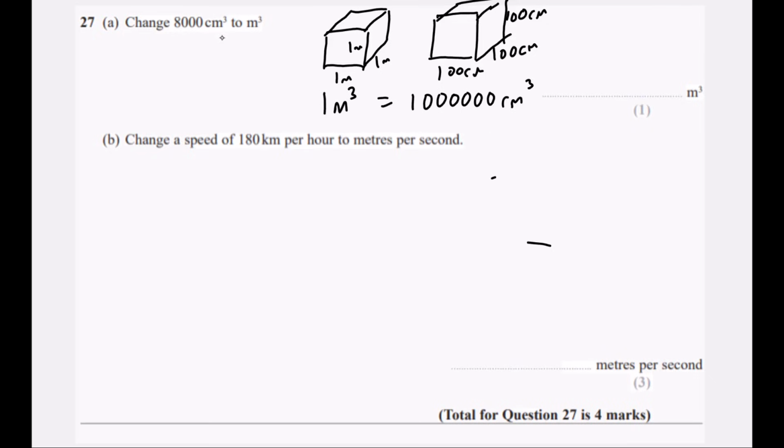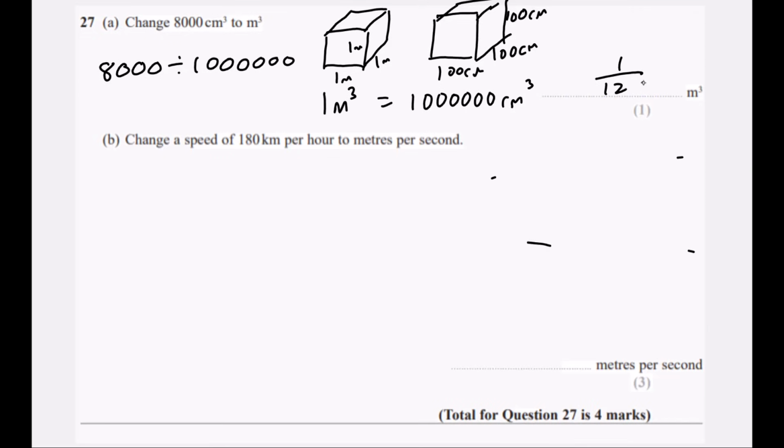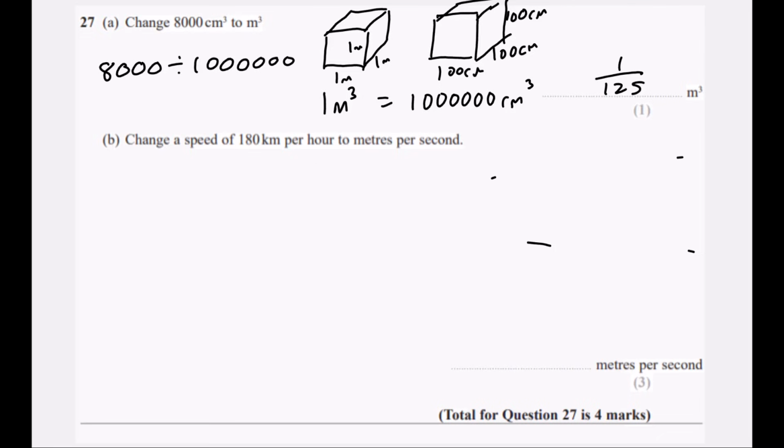So if I've got 8,000 centimeters cubed, what's that in terms of meters cubed? I'm going to have to divide by 1,000,000. So 8,000 divided by 1,000,000 is, I put 1 over 125. So 1 over 125 meters cubed. It's given me 8 times 10 to the power of -3. As a decimal, that's 0.008.